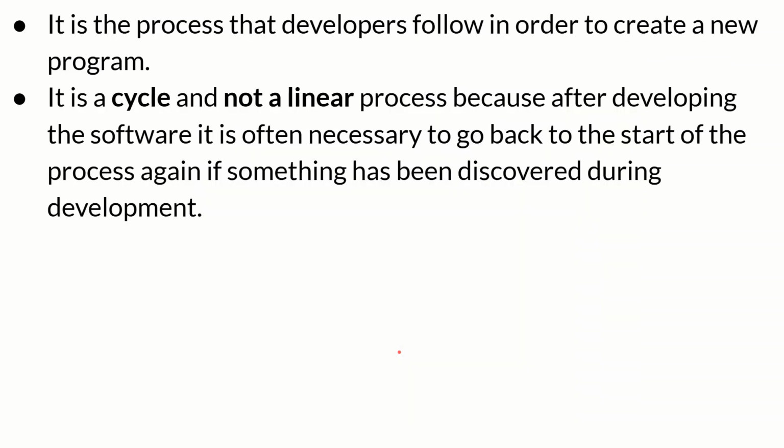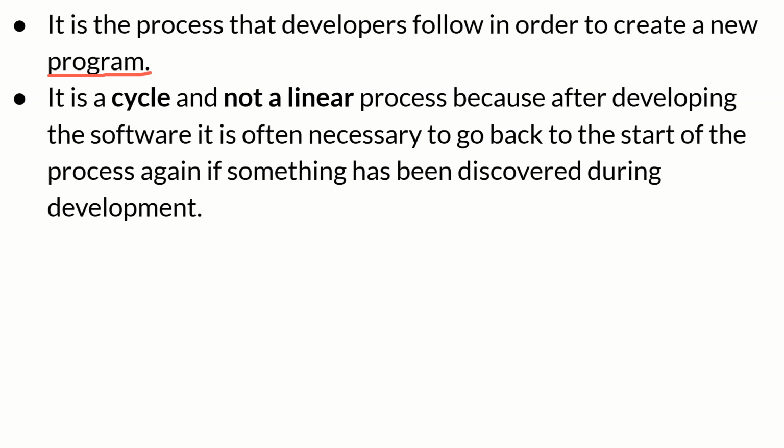All right. So what is it? It's a process that developers follow in order to create a new program, or it can also be a system. It's fine, either a program or a system. It's a cycle, not a linear process, because after developing the software, it is often necessary to go back to the start of the process again if something has been discovered during development. We spoke about this in ICT. We said it's a cycle. I can even show you the waterfall. That means you can go back and forth till you get the correct system.